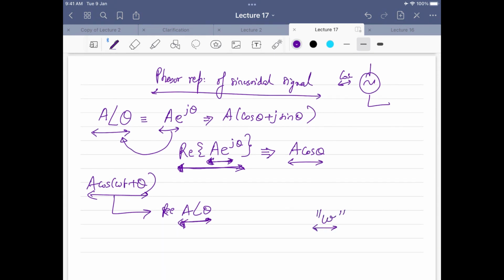So what we do is, when we write the phasor representation of a cos(omega t plus theta), we write a angle theta. We do not write omega because omega is known to us and there is no point in predicting that. So that's why we omit omega from this expression and we write the polar representation as a angle theta. Fine. Any questions related to this?